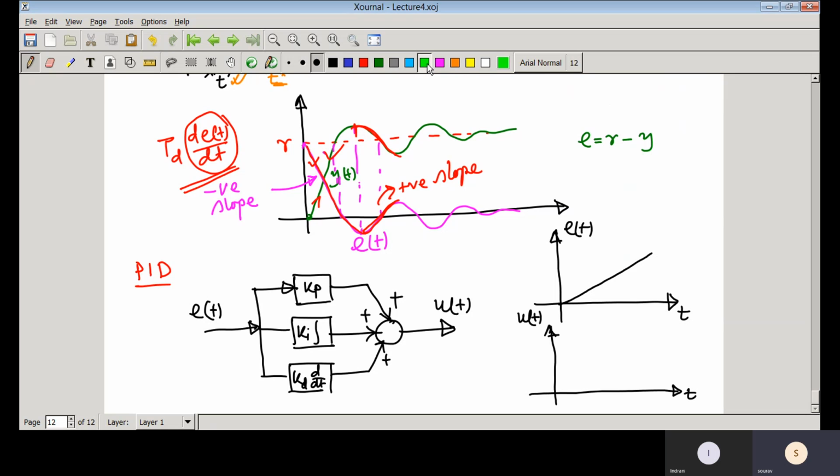So this is actually the derivative part, because if error is, suppose this is t, then that would be Kd. And what would be your proportional part? Proportional part is Kp into t, so that means it would be like this.